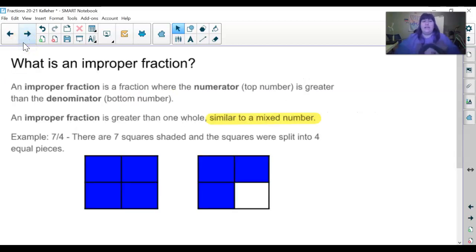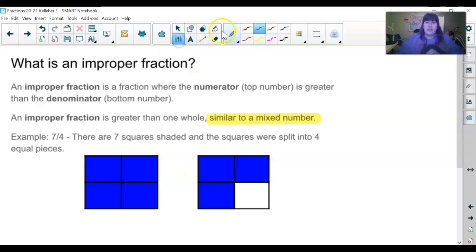So, like I said, an improper fraction is a fraction where the numerator, or the top number, how many pieces you have, is greater than the denominator, the bottom number, which is how many parts are in one whole. So in an improper fraction, when you have more pieces than there are in one whole, you have an amount that's greater than one whole, similar to a mixed number. Improper fractions and mixed numbers go together. You can go from one to the other.